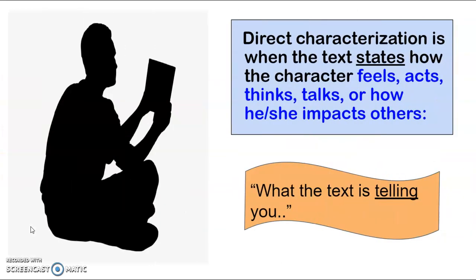Direct characterization is when the text explicitly states how the character is, how the character feels, acts, thinks, talks, and interacts with others. It is what the text is telling you. There isn't much effort put forth in really understanding the character's personality.